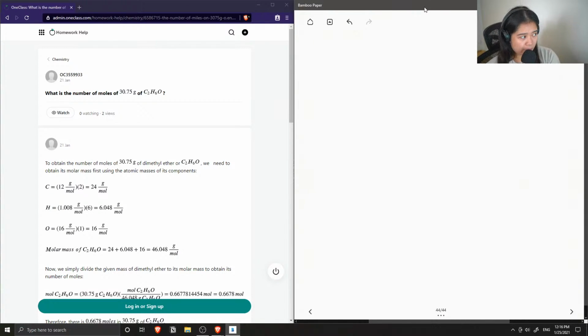Okay, so question 1 asks, what is the number of moles of 30.75 grams of C2H6O? Okay, so the first part in answering this question is we need to find the molar mass of our compound.